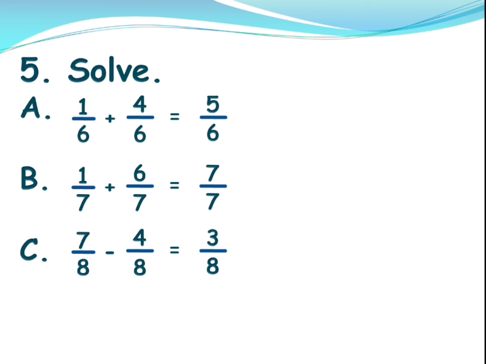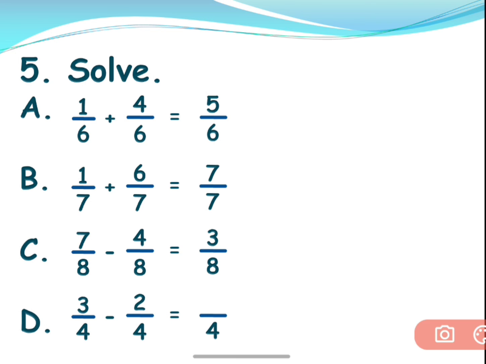3 by 8. Okay, next, 3 by 4 minus 2 by 4. Here also, these are also like fractions, isn't it? Because the denominator is same, 4 and 4. So you will directly write the denominator 4, and you have 3 minus 2. 3 minus 2, 1, isn't it? So you will write 1. So the answer is 1 by 4.